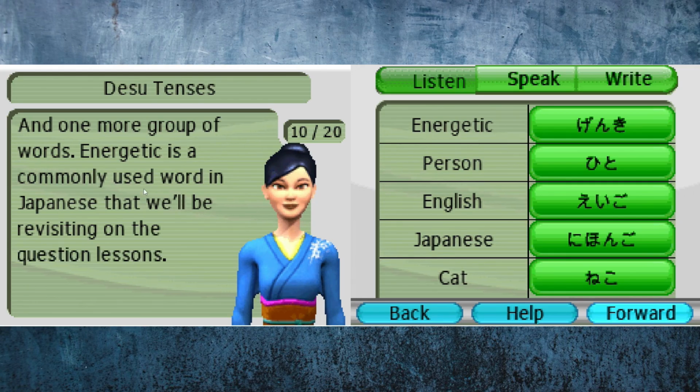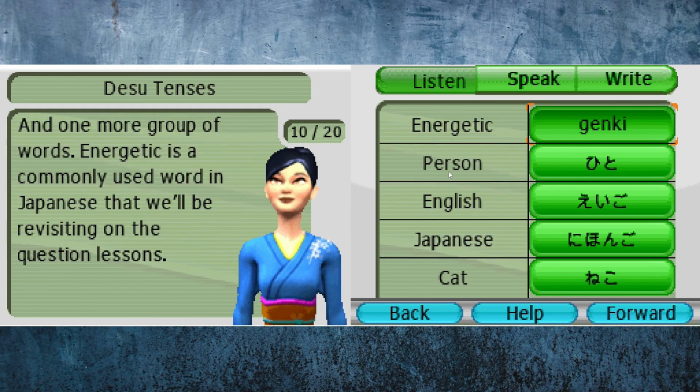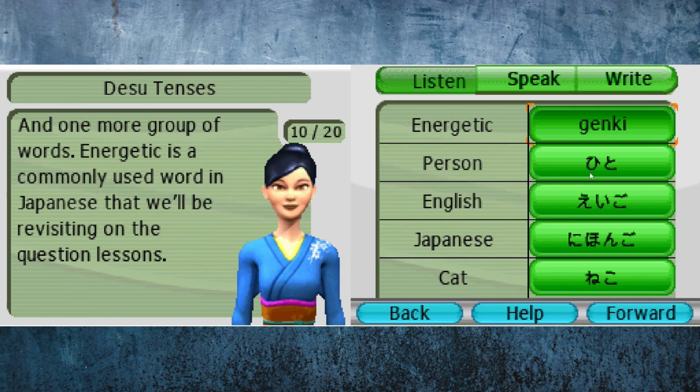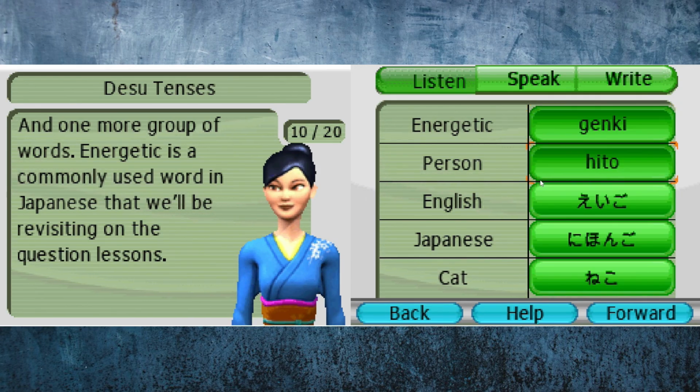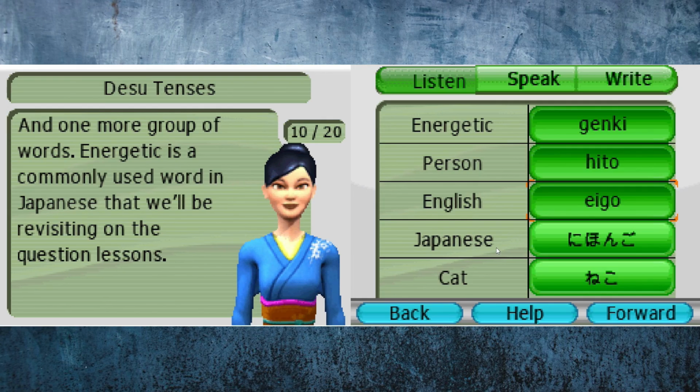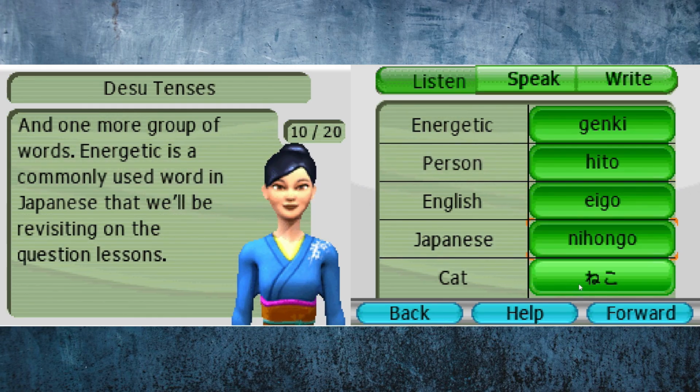And one more group of words. Energetic is a commonly used word in Japanese that we'll be revisiting on the question lessons. So energetic in Japanese is genki. Genki. 元気. Person in Japanese is hito. Hito. 人. English in Japanese is eigo. Eigo. 英語. Japanese in Japanese is nihongo. Nihongo. 日本語.